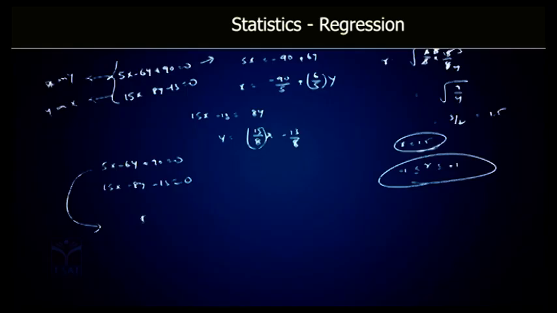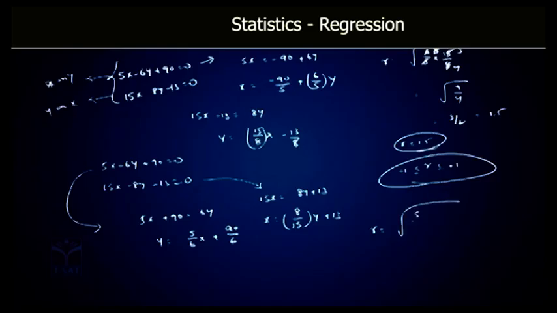So the equation becomes 5x plus 90 is equal to 6y. y will become 5 by 6x plus 90 by 6. In the first case we had assumed the second as y on x. Now we will consider this as x on y. So 15x is equal to 8y plus 130, x is equal to 8 by 15 into y plus 130 by 15. Now find the correlation coefficient r. r is equal to under root of 5 by 6 into 8 by 15.